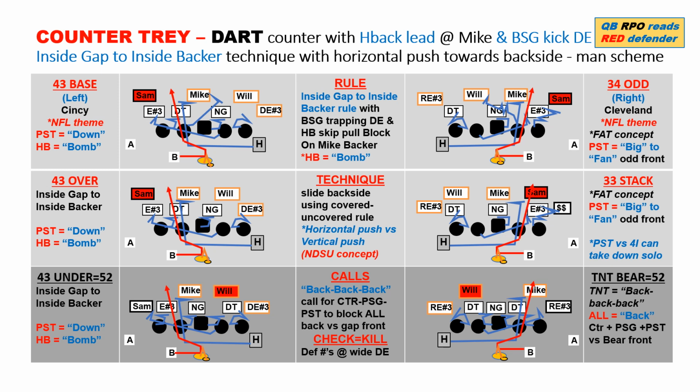You can see then the back is simply going to go ahead and use his 3-step dart action and get on the inside hip of the H-back reading his lead block. The backside tackle does our LOCK call, where he's going to slide and close to the inside gap, looking for run through, and then lock up on the defensive end.